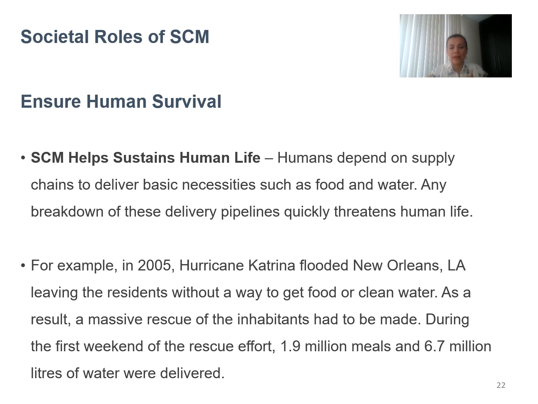They quickly got the clean water and the food that they needed. Imagine that in the first weekend of the rescue effort, 1.9 million meals and 6.7 million liters of water were delivered to that area. And this was possible because of a very efficient supply chain management.